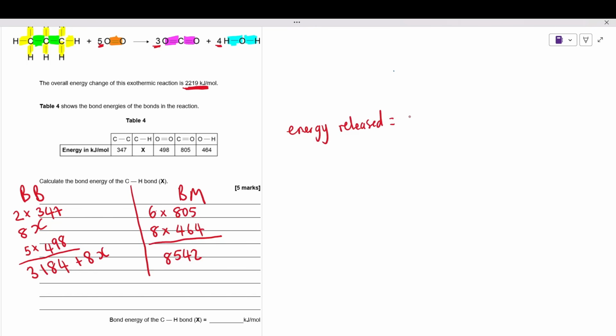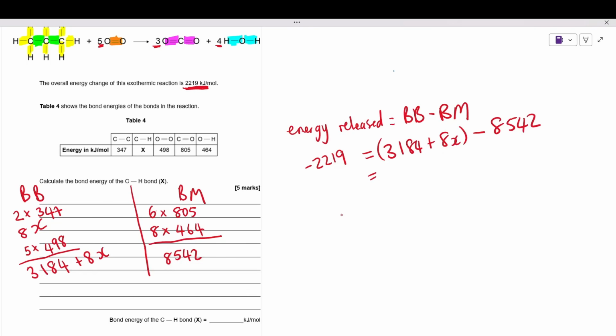Energy released is equal to bonds broken minus bonds made. We're going to fill in this information and then we rearrange to solve for X. So energy release, so that is negative 2219. Remember, it's exothermic, so negative number. That's going to be equal to bonds broken, which is that 3184 plus 8x. And we're going to minus 8542. And now we can try and solve for X.